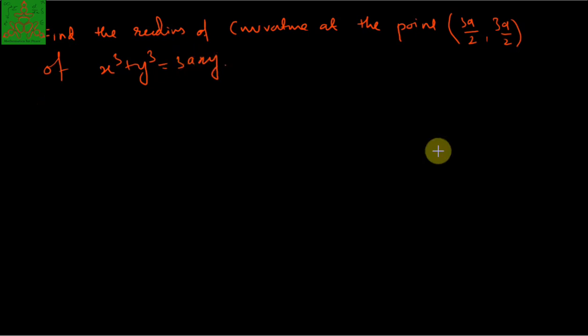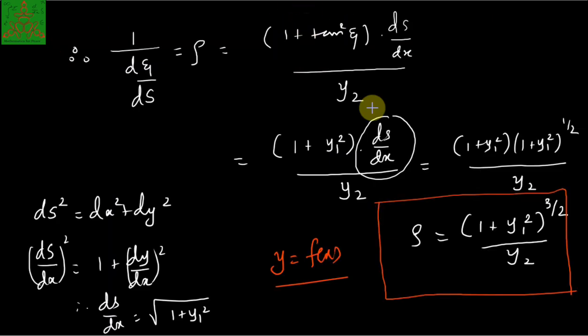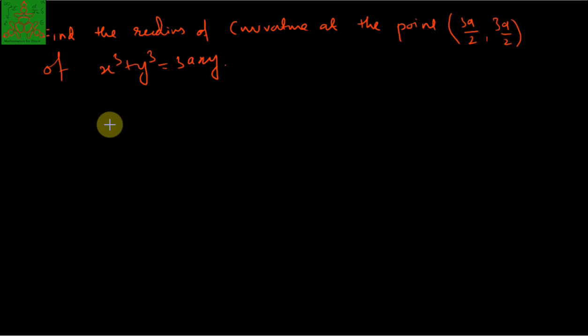So here, according to this formula, I have to calculate what is y1 and y2. That is the concept: the derivative of y with respect to x. So let us write down the formula for the radius of curvature. The formula is (1 plus y1 square) raised to 3 by 2 upon y2. So I need to calculate y1, that is the derivative of y with respect to x, and y2 is the second derivative of y with respect to x.